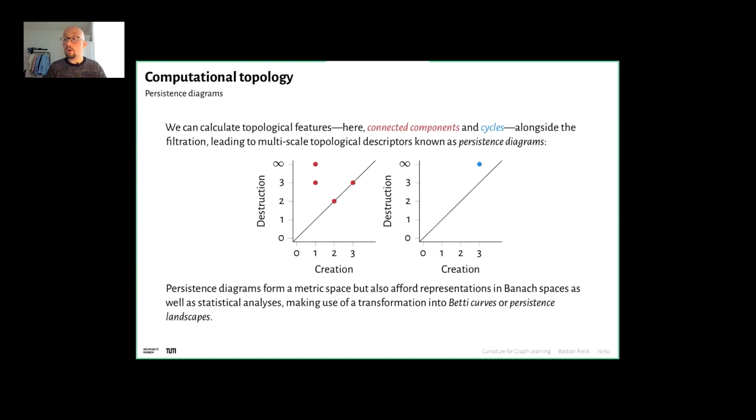And of course, since it's only a finite number of edges, there's also only a finite number of critical values where this changes, so we can actually do this in practice. Now, these persistence diagrams, unfortunately, they form a metric space. But luckily for us, they also afford representations in some kind of Banach spaces, which then also give rise to statistical analyses. This requires then some kind of transformations into either something like a Betti curve or persistence landscapes. Apologies, I'm unable to show all of these things here, but let's just say that we take these descriptors, we transform them in a nicer fashion, and then we can calculate averages or distances in this space.